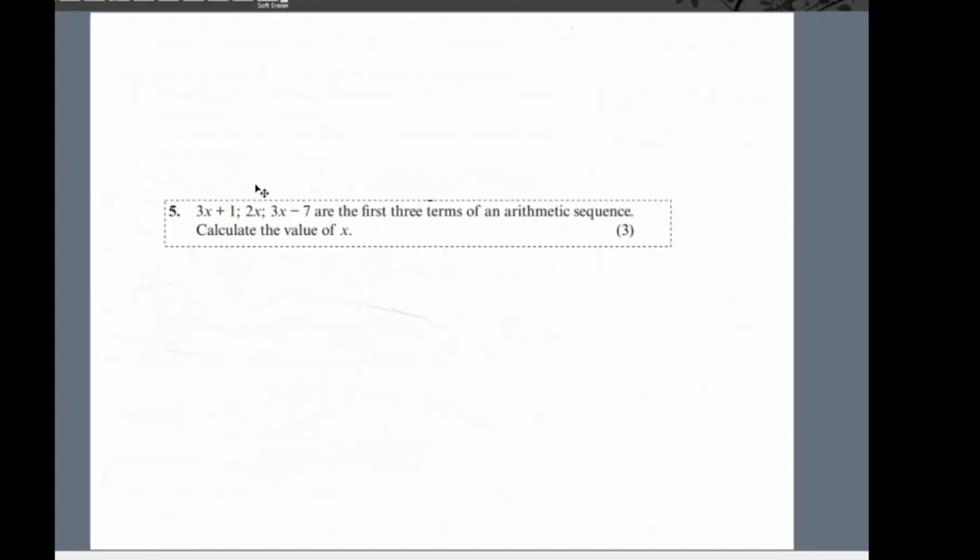Right, so question 5 about T. 3x plus 1, 2x, 3x minus 7 are the first 3 terms of an arithmetic sequence. They tell us that we have an arithmetic sequence. Immediately you should think about Tn is equals to a plus n minus 1 times d, right? Because it's an arithmetic sequence. But they want us to calculate the value of x, right?